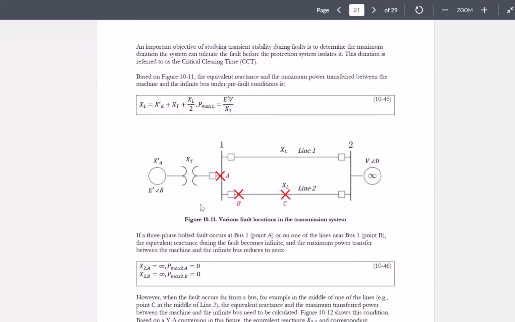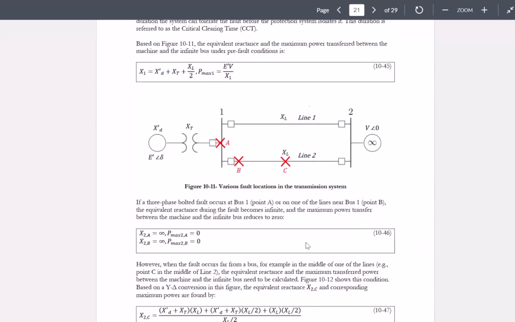Under pre-fault conditions, what would be the equivalent reactance? That's XD prime associated with this generator, plus XT, the reactance of your transformer, plus XL over 2. If you're assuming that these two lines have the same reactance and they're in parallel, then the total X1 would be based on this equation 10.44. And what would be your P max 1, the maximum power that you can transfer? That would be E prime times V over X1, right? That would be the maximum power that can be transferred, the maximum point on your sinusoid.